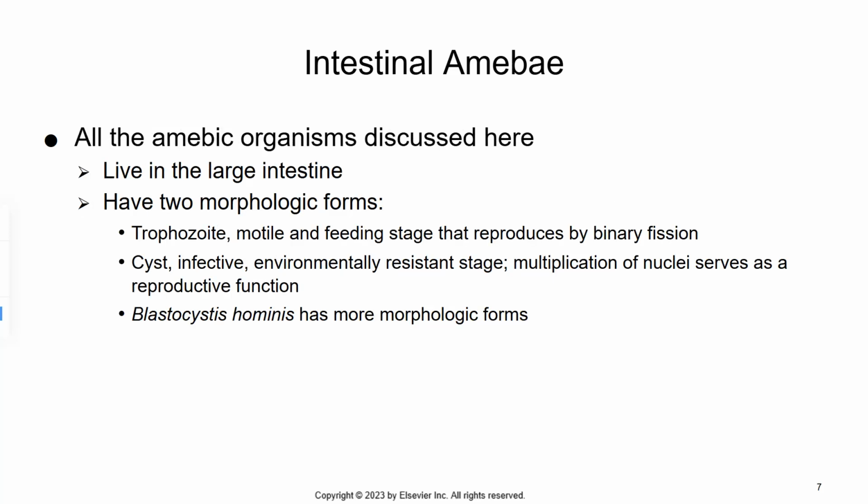All of the amoebic organisms discussed here live in the large intestine and have two morphological forms, the trophozoite and the cyst. The trophozoite is the motile and feeding stage that reproduces by binary fission, the same way that bacteria reproduce. A cyst is an infective, environmentally resistant stage. The multiplication of nuclei serves as a reproductive function. Blastocystis hominis has more morphological forms than what's listed here.